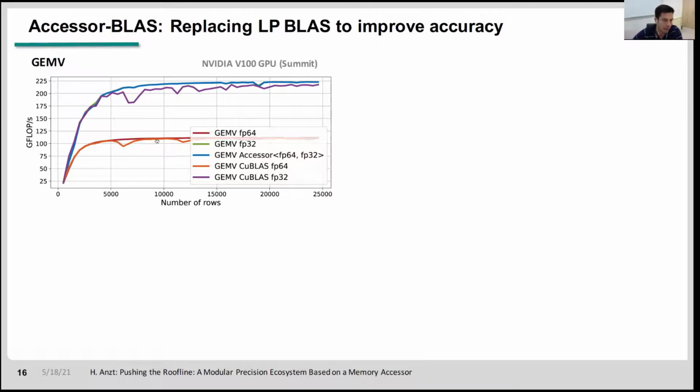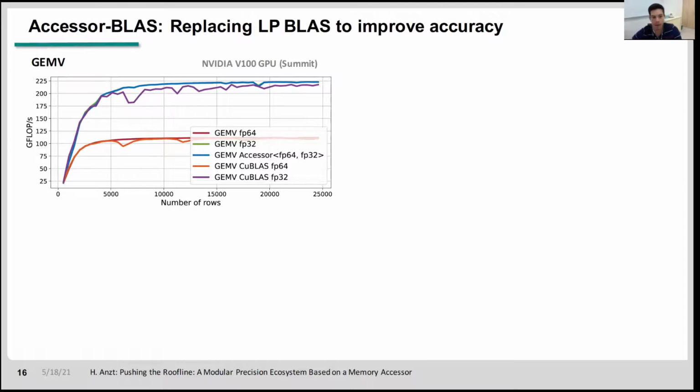And yeah, so it achieves maybe 110 gigaflops, something like that. The single precision GEMV, blue line, and the purple line, the cuBLAS implementation, achieves roughly 220 gigaflops, maybe 225 gigaflops. So basically a factor of 2. And now the Accessor-based GEMV, that is the blue line, it perfectly matches the green line. So it achieves the same performance like the single precision GEMV. But it does all the accumulation in double precision, all the arithmetic in double precision.